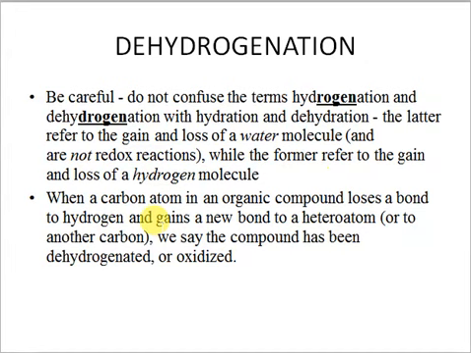When a carbon atom in an organic compound loses a bond to hydrogen and forms a new bond to some heteroatom or to another carbon, the organic compound is said to be dehydrogenated or oxidized. I again repeat that: when a carbon atom in an organic compound loses a bond with hydrogen and makes a new bond to some heteroatom or to another carbon, then we say that compound has been dehydrogenated or oxidized.